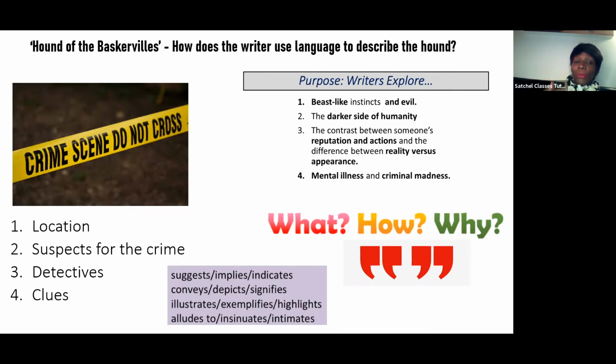We've also looked at how we can use what, how, why, got it right that time, what, how, why, to shape our analysis, and also using embedded quotations. And we've looked at some of these phrases that are really helpful to write about the effects of language.